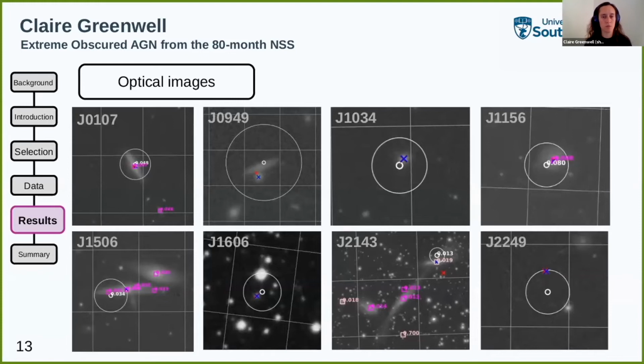We can also look at the optical images. Most of these are from Pan-STARRS, except for this one, which is from DSS. The white circle is the NuSTAR coordinates, and the red and blue crosses are the likely infrared and optical counterpart coordinates. This is done with NWAY matching by Clint in the catalogue. So it should be, yeah.